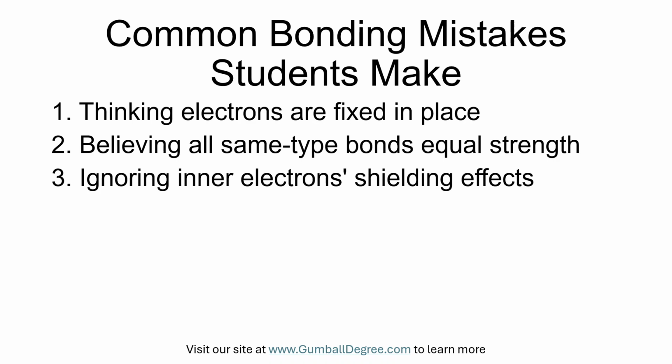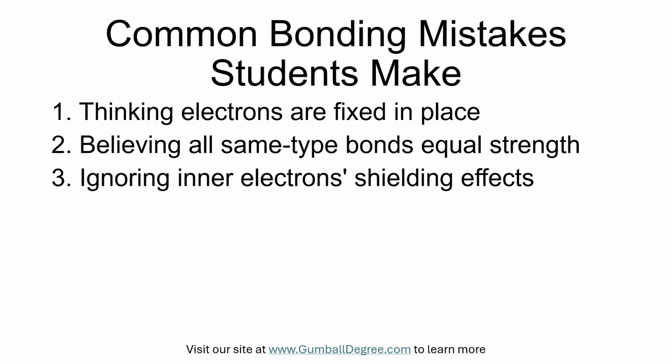Another misconception is believing all bonds of the same type are equally strong. Bond strength changes with how many electrons are shared and how well orbitals overlap. So consider bond order and orbital overlap when comparing strength.